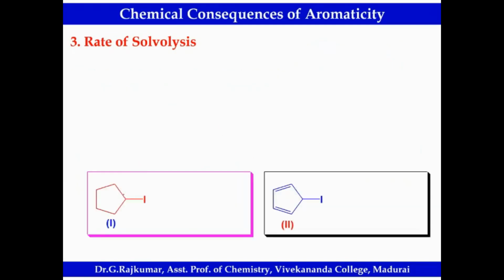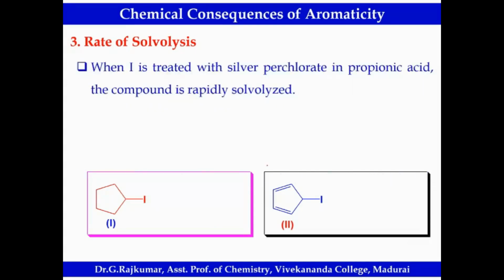Look at this. Which will undergo solvolysis at a faster rate? 1 or 2? The same concept. SN2, first step, there is a formation of cation. Second one, One, sir. One. Yeah, non-aromatic, so stable. Yes. So when compound 1 is treated with silver perchlorate, this will undergo rapid hydrolysis, solvolysis reaction.